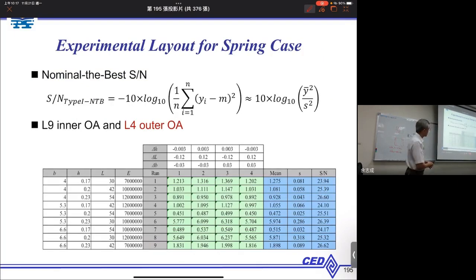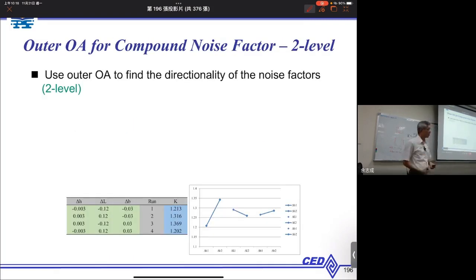Let's look at the example we were working on for the cantilever beam. This is L9 by L4. In the past, L4 is an orthogonal array, and we needed to use this orthogonal array for every design. But can we apply this outer array to only one design? For instance, to the first design. From the first design, we will have 4 outputs under the influence of 3 noise factors. So we put it out and arrange that in the outer array like this.